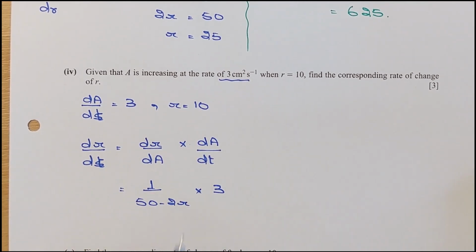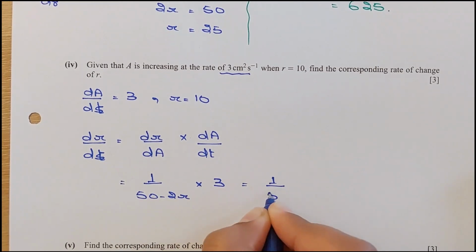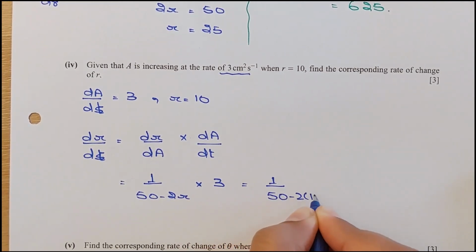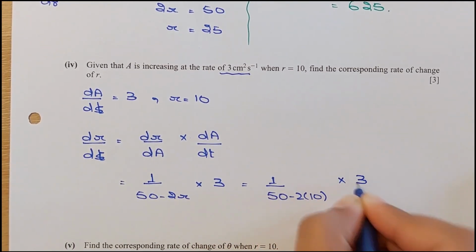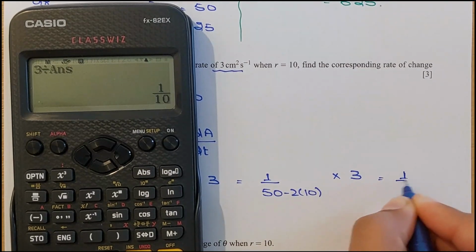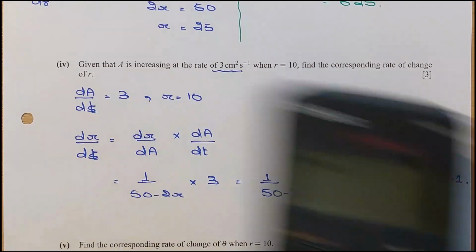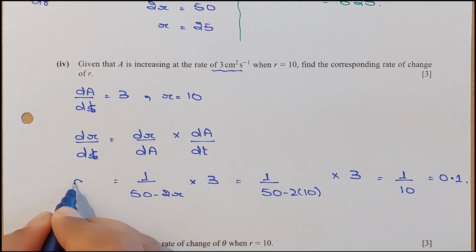So this is basically 1 over (50 minus 2r) times 3. Now r equals 10, just substitute r equals 10. We have 1 over (50 minus 2 times 10) times 3. Simplify: 50 minus 2 times 10 is 20, and 3 divided by 30 gives 1 by 10, or 0.1. This is dr over dt.